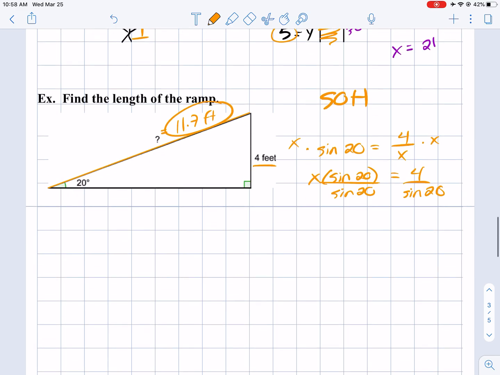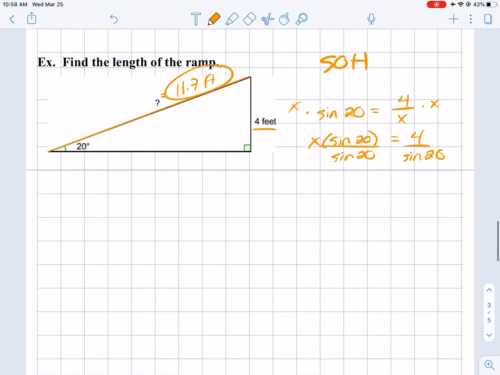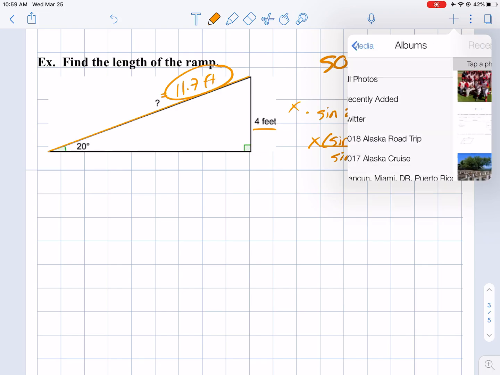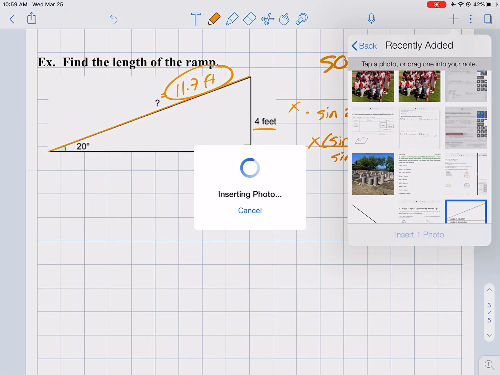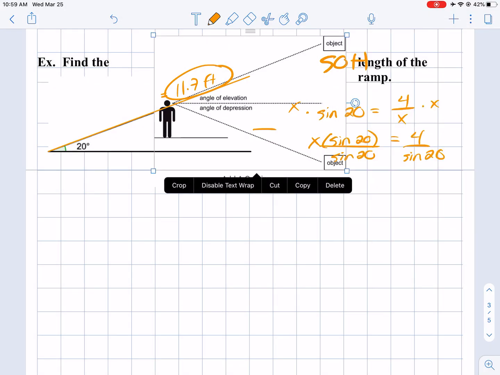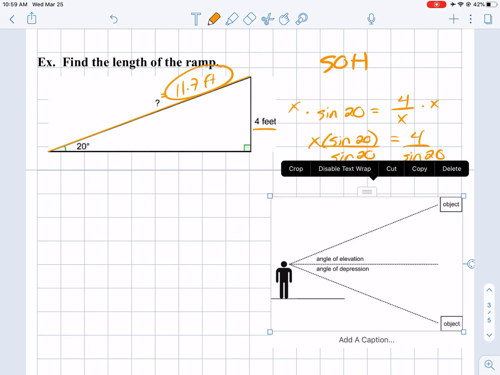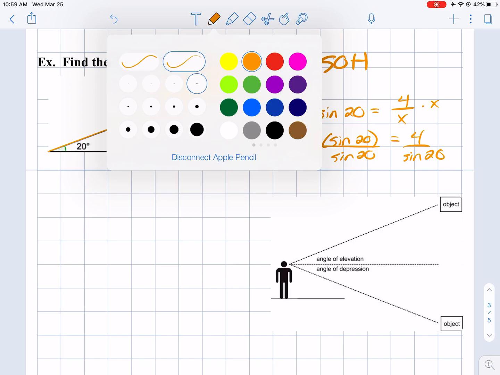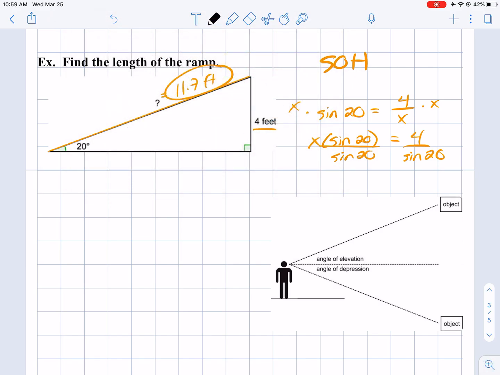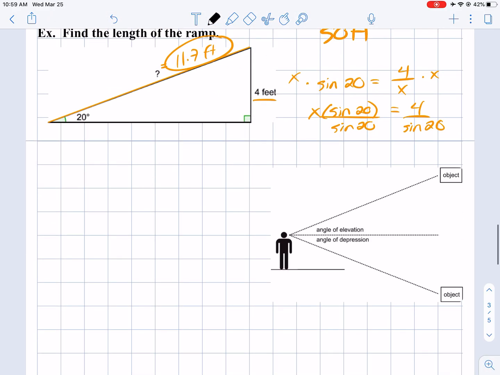All right, that's about all I have for you guys. The last thing I want to put on here is just what our definitions of angles of elevation and angles of depression are. So you can just grab this picture from Google as well. But an angle of elevation, we talked about on the problem we were finding the height of the sails, angle of elevation.